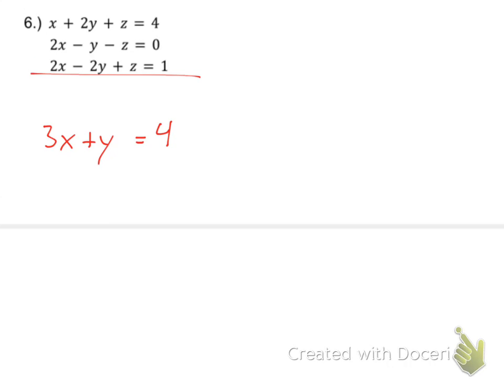Now I'm going to add the last two. 2 plus 2 is 4, so 4x. Negative y plus a negative 2y. The z and the z are gone. And then 1. Not too bad, right?